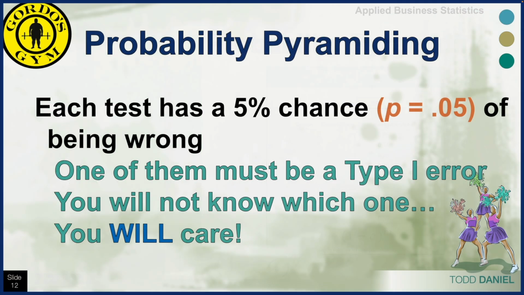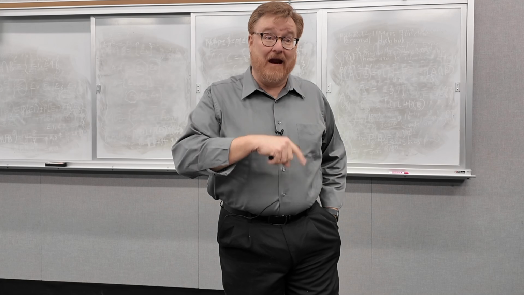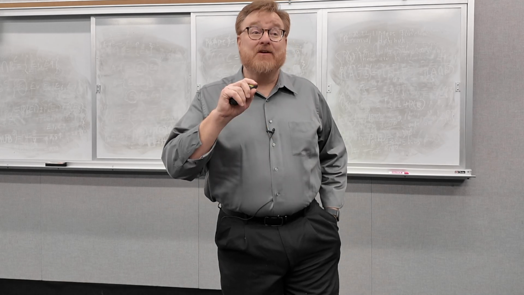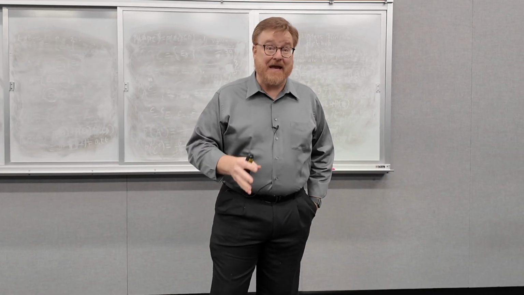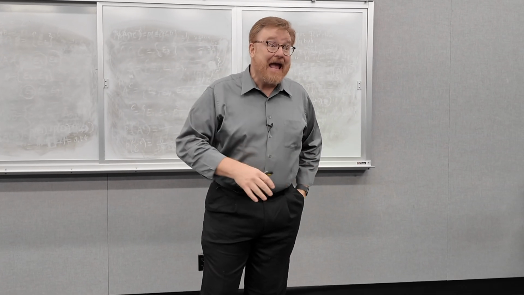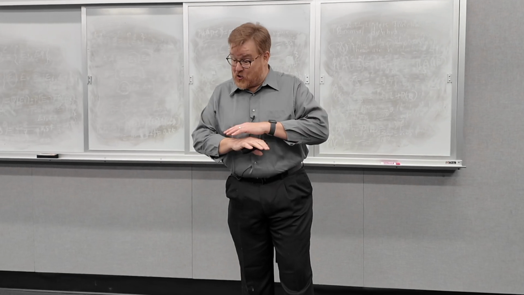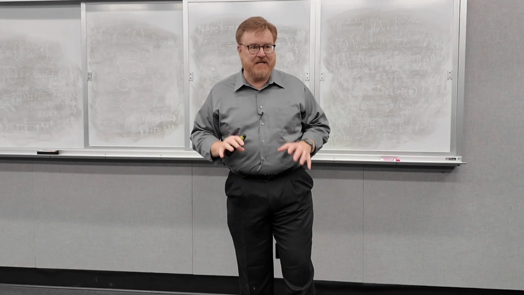Going back to our lottery analogy, every test has a 5% chance of being wrong, just like each lottery ticket had a 5% chance of being a winner. Only now, making errors, that's a bad thing. And you're pretty well guaranteed by doing all those t-tests, you're going to be making type 1 errors. And like the lottery tickets, you won't know which one is the error.